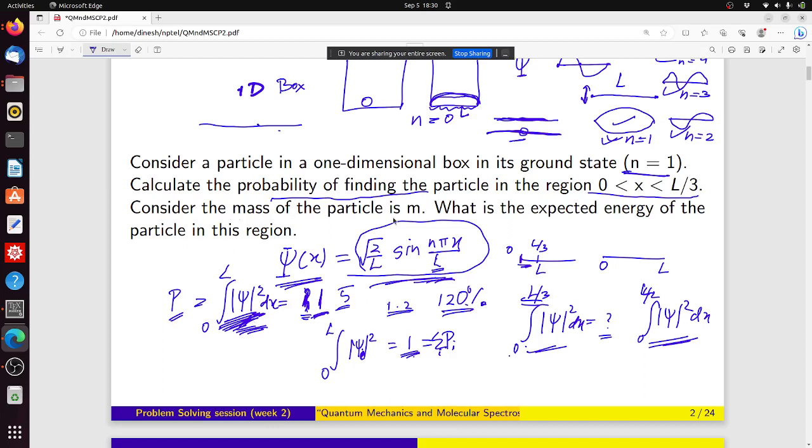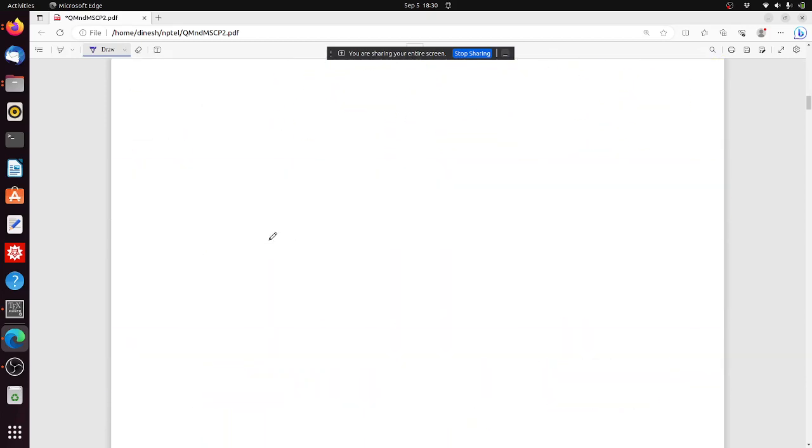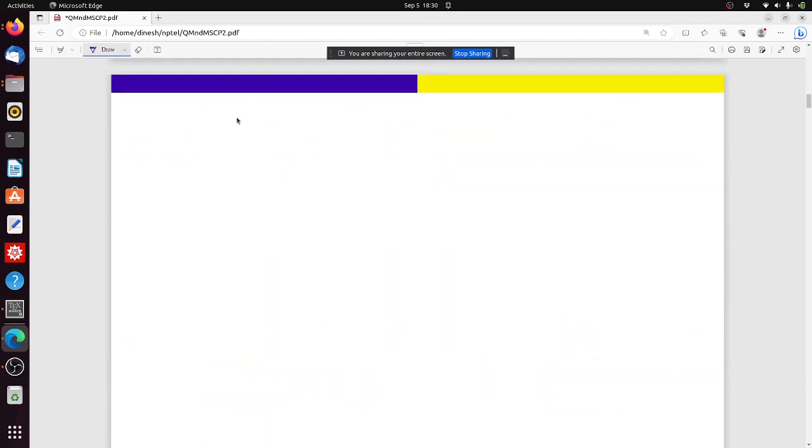Consider that the particle has some mass m. Then what is the expected energy of the particle in this region? Okay. Do you know how to calculate expectation value? Let me ask you, what is the expectation value of x if we are given psi? This is the wave function you are given, and you have to find the most likely position inside this box 0 to L where the particle can be found most of the time. You are given psi. Anyone?